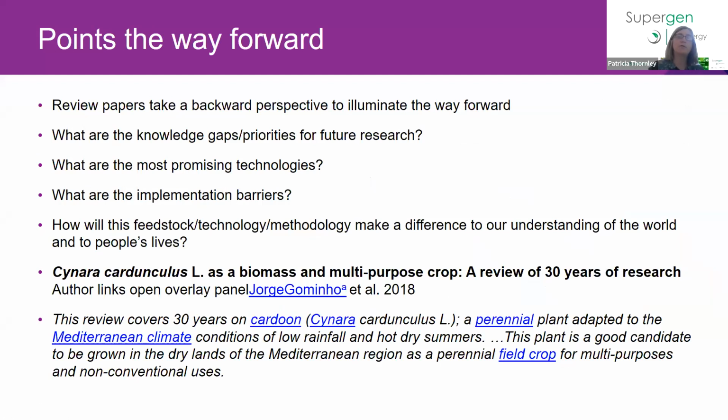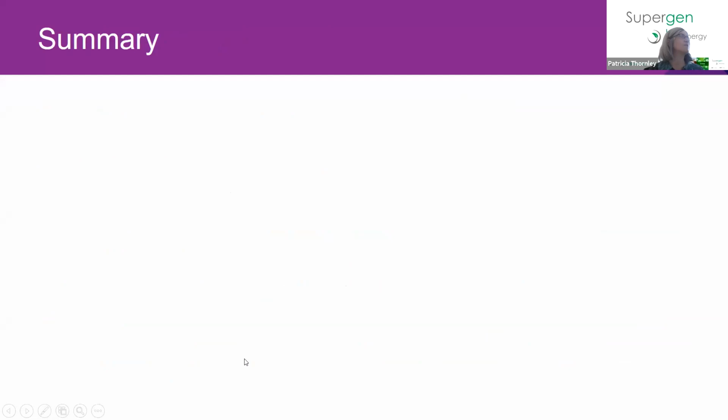Review papers by definition are backward looking. They're looking at stuff that has already been done, but they do that in order to move forward. So your review paper should always talk about the knowledge gaps that remain, what that means about priorities for future research, what the most promising technologies are, what the implementation barriers are, and how this feedstock, this technology, this implementation method will make a difference to our understanding of the world and to the lives of people. So one that I've put down here as an example is a review of a particular feedstock over 30 years of research, but the important bit is the conclusion: based on this 30 years of research and publications, they conclude that this is actually rather a good crop to grow in the dry lands of the Mediterranean for multi-purpose uses. Okay, so a summary then.